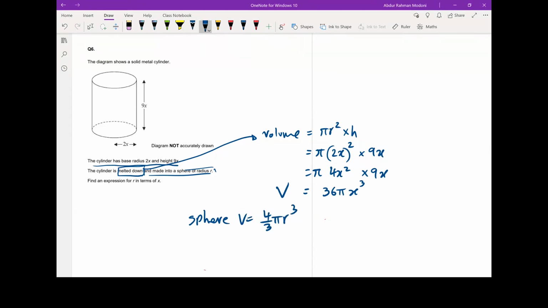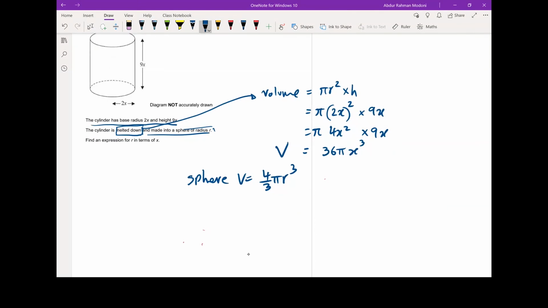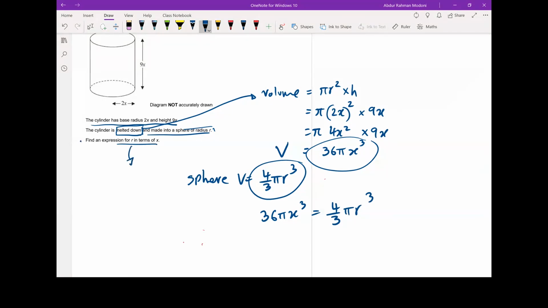So if the cylinder is melted down to make the sphere, then surely the volumes must be the same, because it's the same thing melted down. So then what we would say is 36 pi x cubed is equal to 4 over 3 pi r cubed. The question is asking us to find an expression for r in terms of x. That means make r the subject.